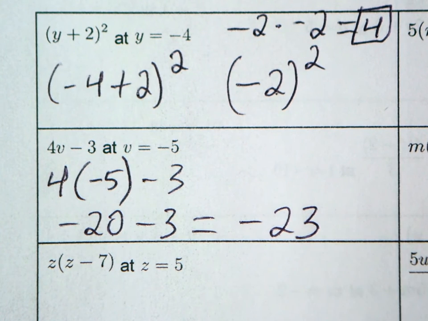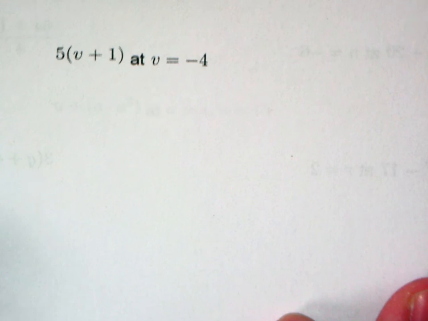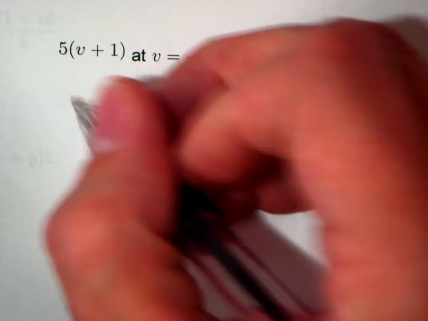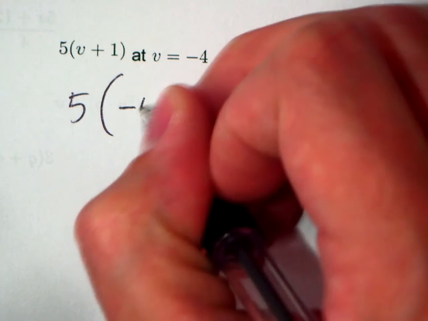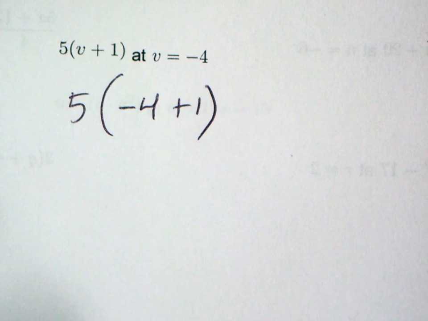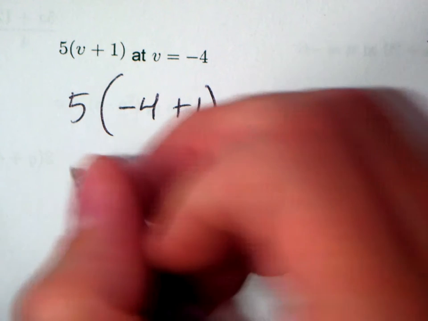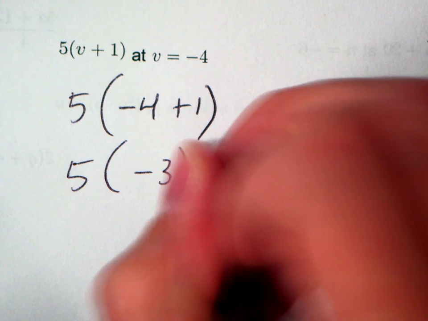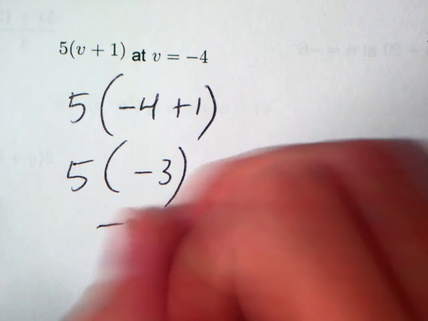Let's jump around a little bit. So here's another example problem. We replace the v with a negative 4. Then we follow the order of operations. First thing we do is parentheses. It becomes 5 times negative 3. And then we do the multiplication to get negative 15.